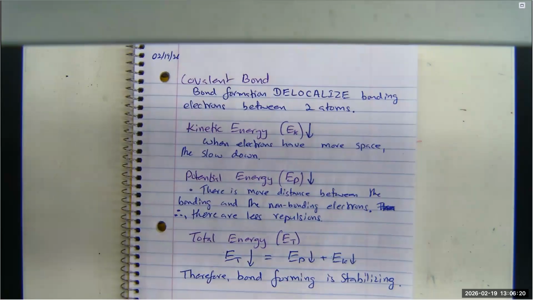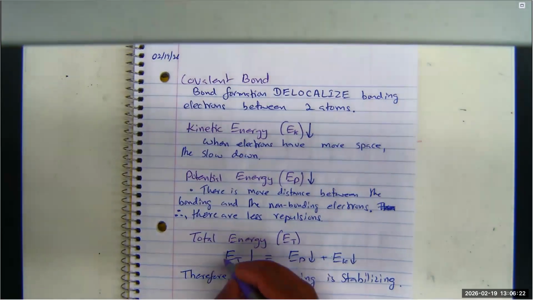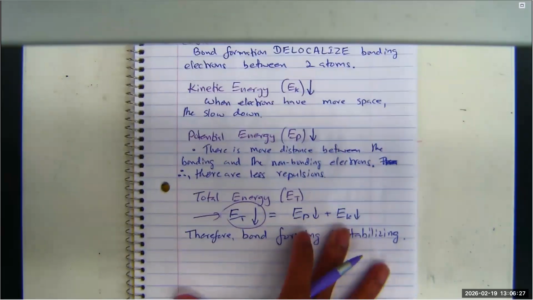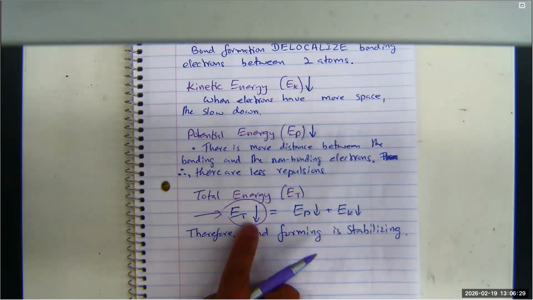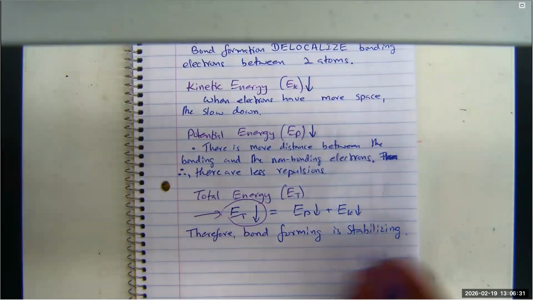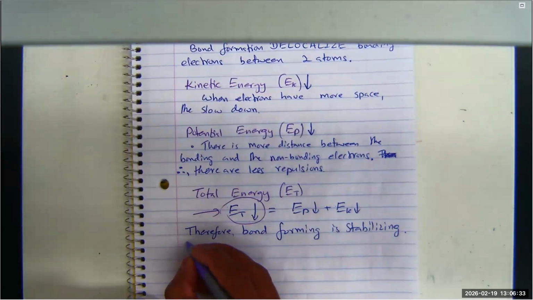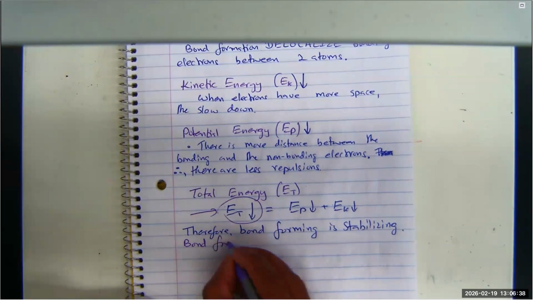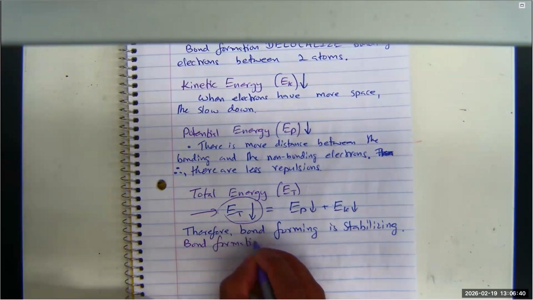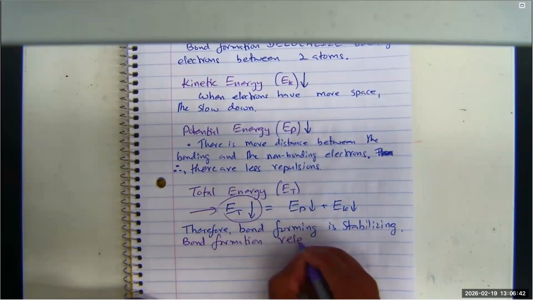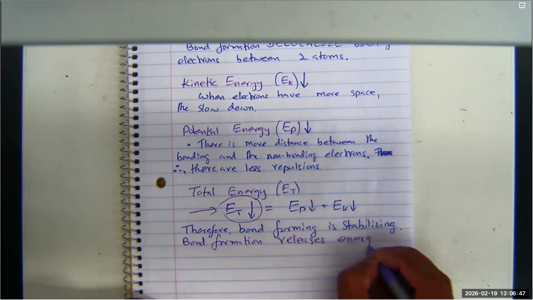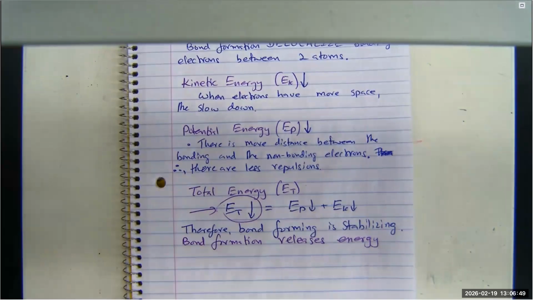So I want to mention here, if there is a decrease in the total energy, this means it releases energy. Bond formation releases energy. If the total energy decreases, it has to be released.